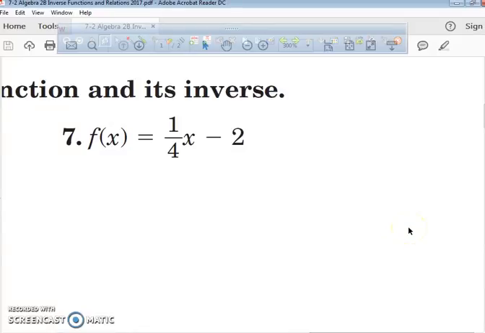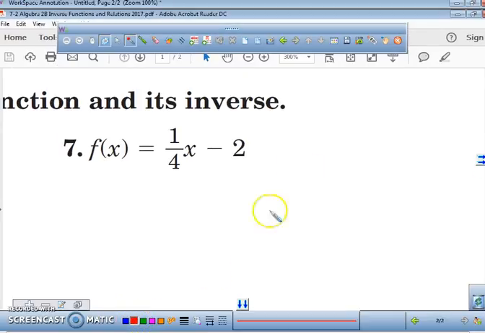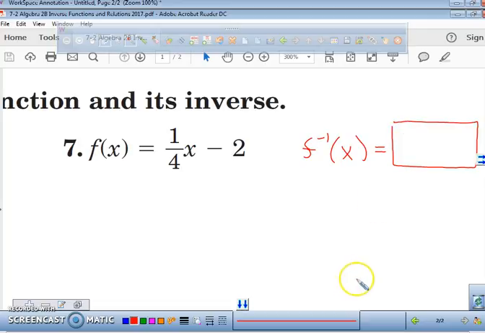Today what we're going to be doing is continuing Chapter 7, Section 2, Inverse Functions and Relations. Right now, we need to find this function's inverse. Our final answer is going to look like this: f to the negative 1 of x is going to equal something, and we're going to solve for that. So right now, I'm going to write y equals 1/4 x minus 2.